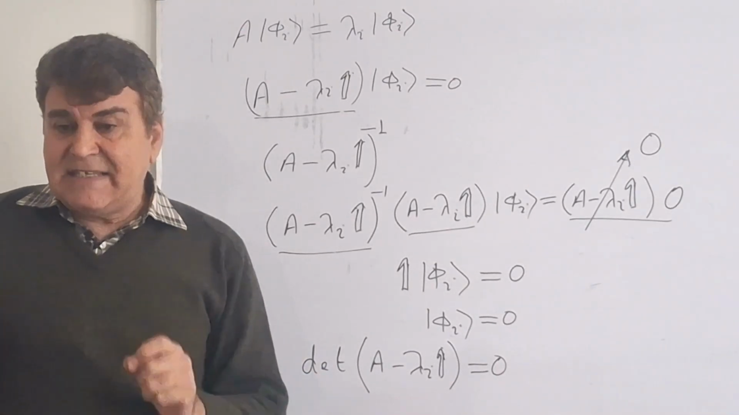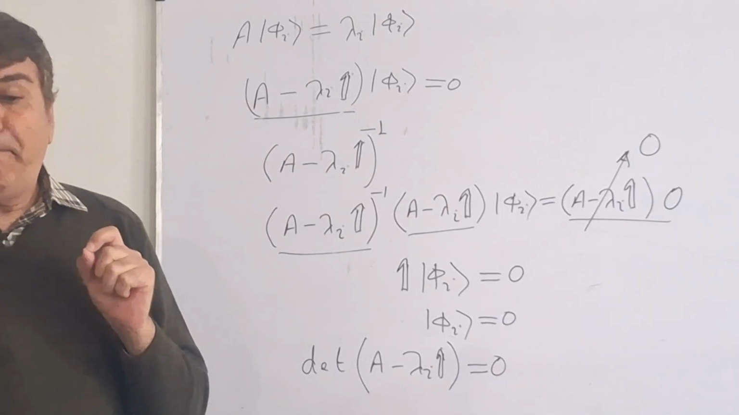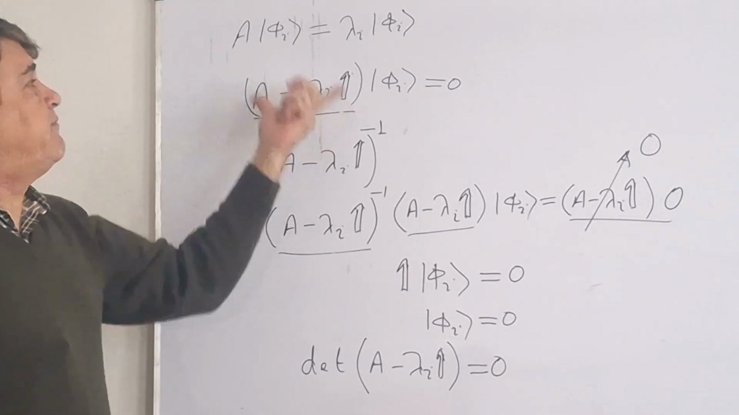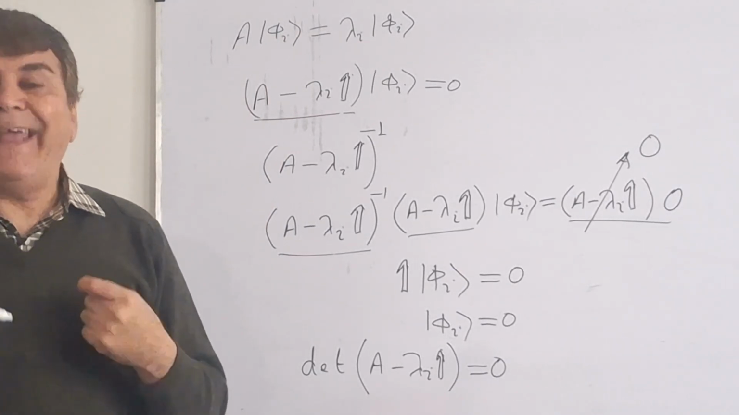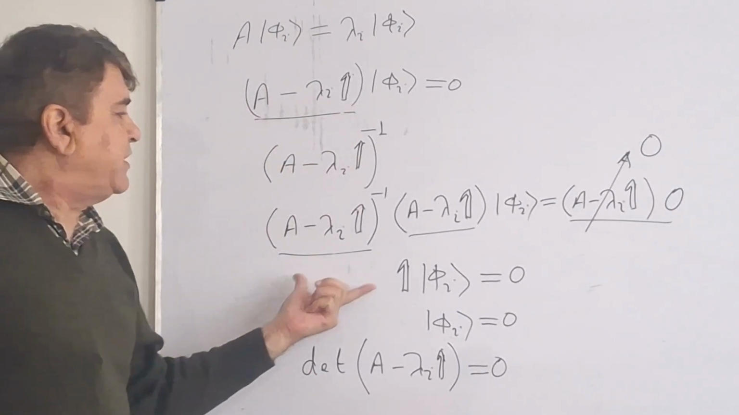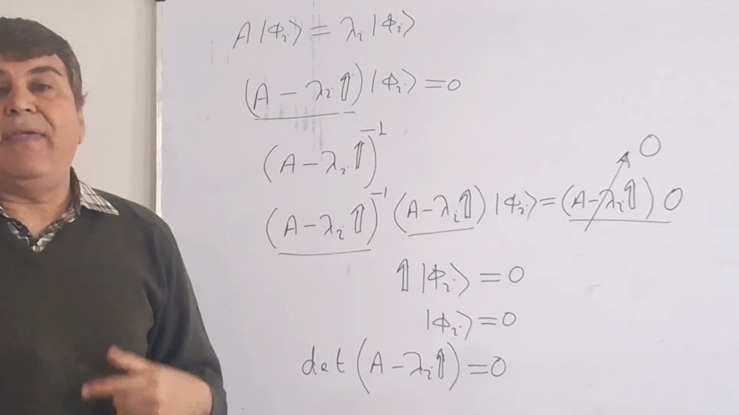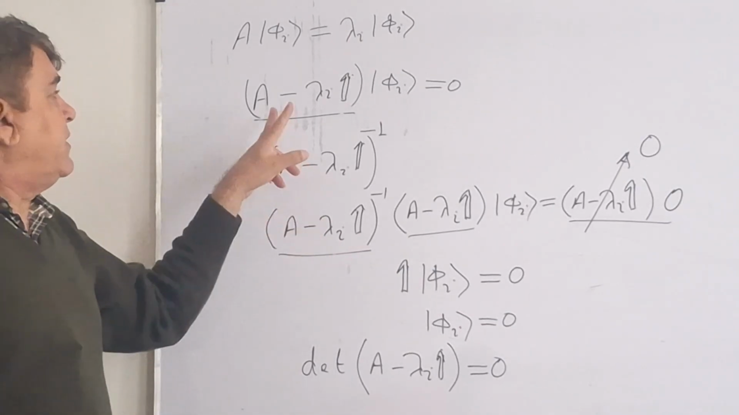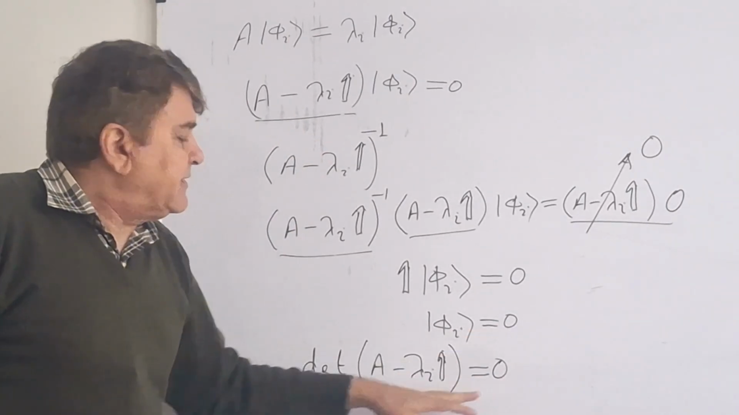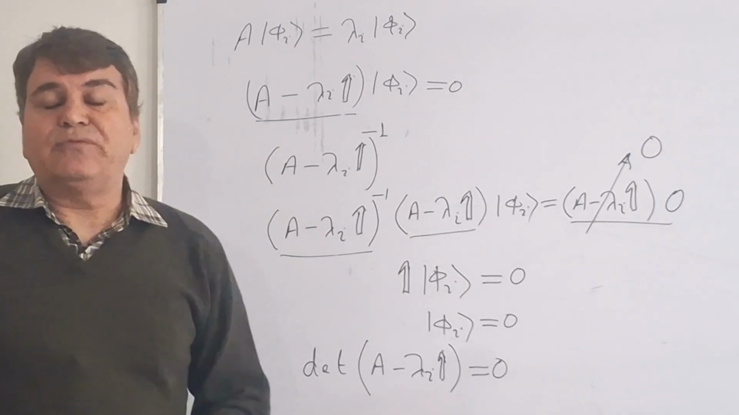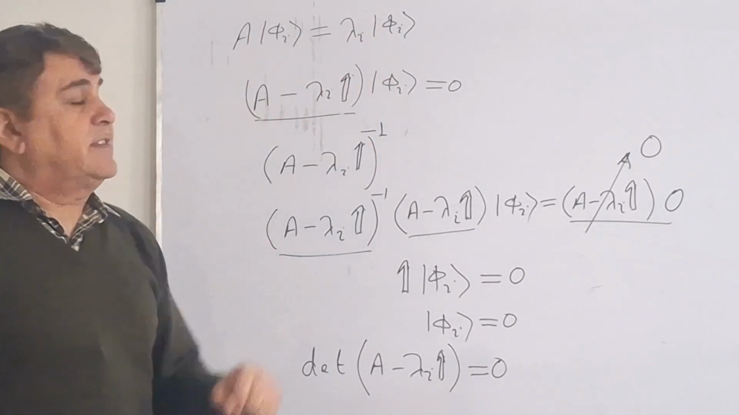So you must keep in mind that the matrix inside the parenthesis for an eigenvalue equation has no inverse, and that leads us to set the determinant of this matrix equal to 0, which then enables us to find the set of eigenvalues from the characteristic equation.